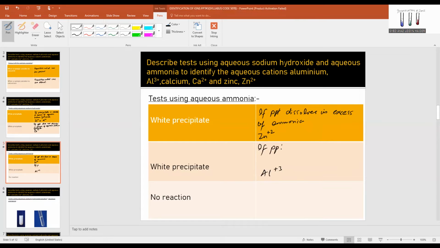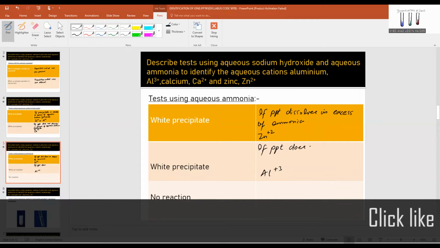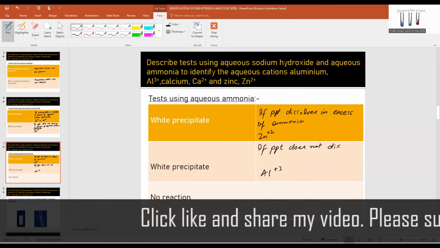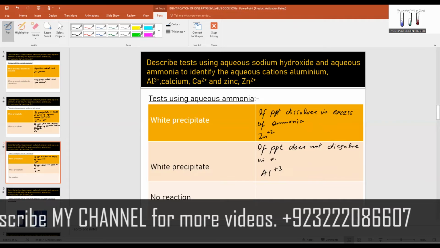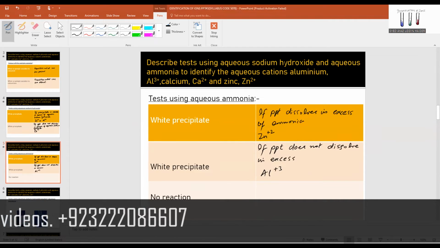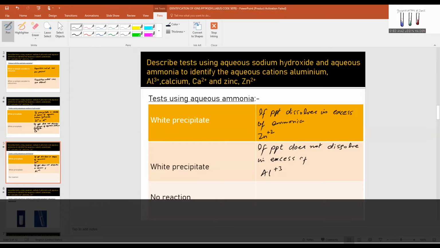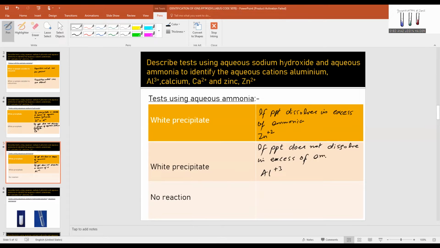If PPT does not dissolve in excess of ammonia. And if there is no reaction or no PPT, you can even say no precipitate, then it must contain Ca2+.